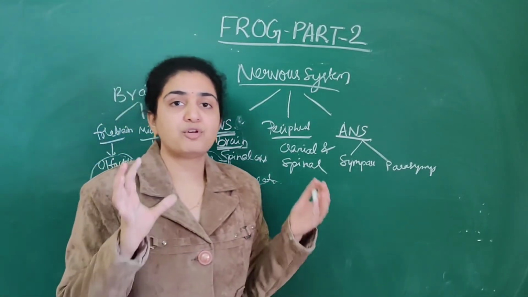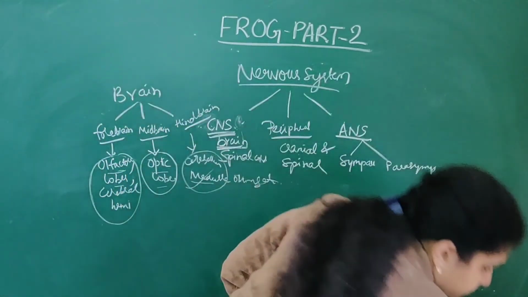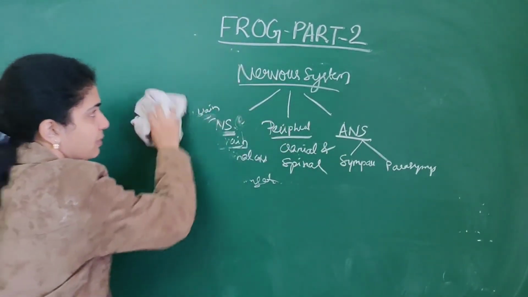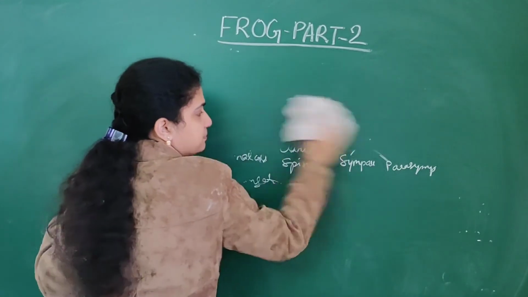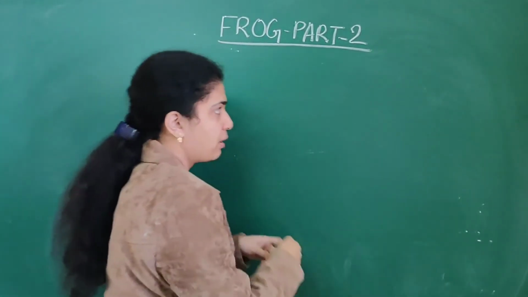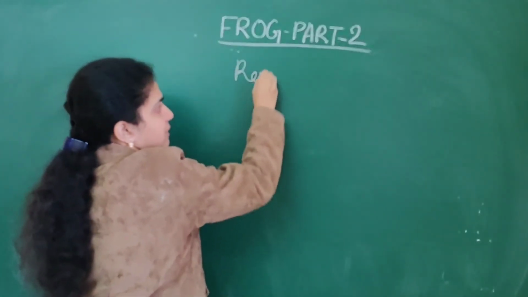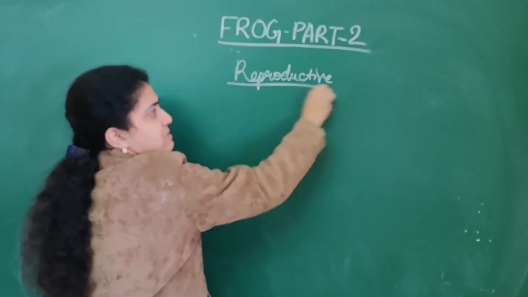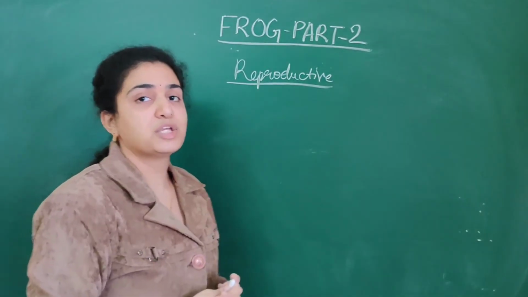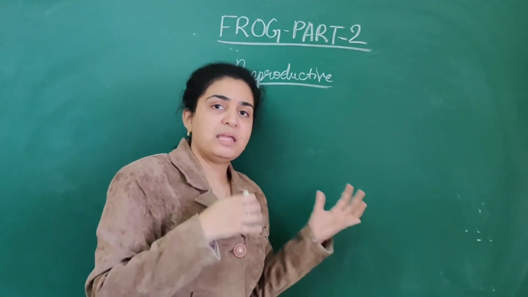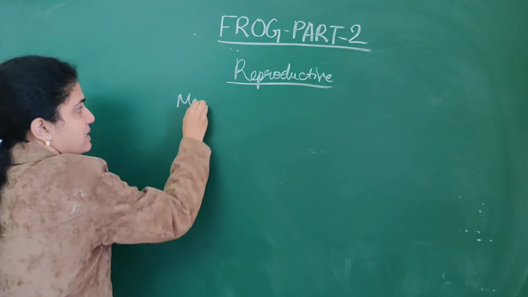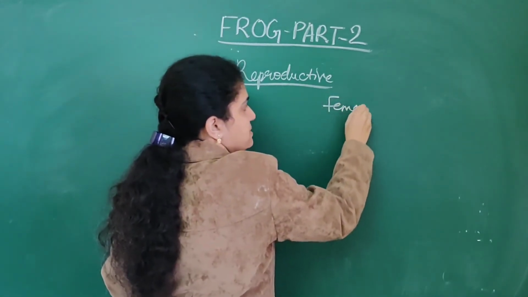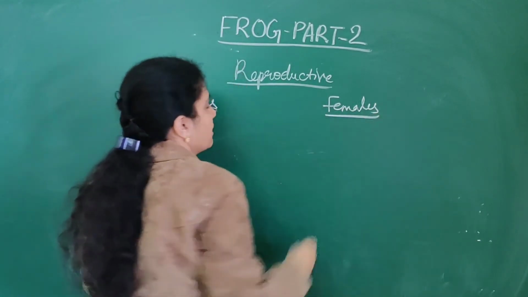We are last left over with the reproductive system. So in the reproductive system, mainly what is present is the reproductive system of the frog. In the reproductive system, it is different in males and females because they exhibit sexual dimorphism. So in males it is different as well as in females it is different.